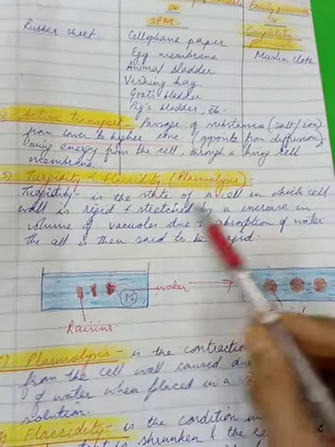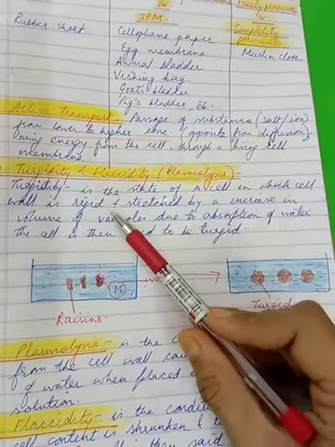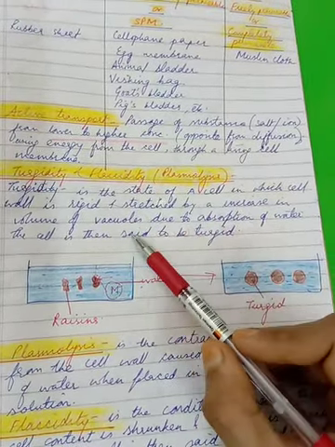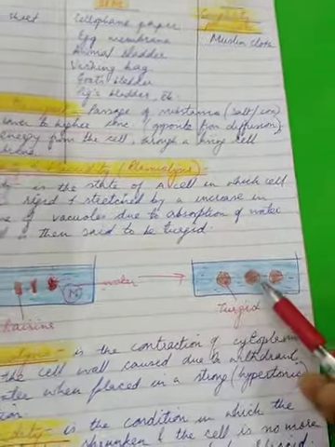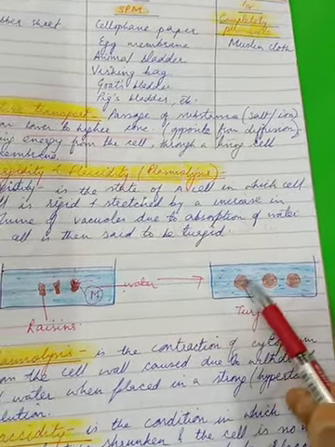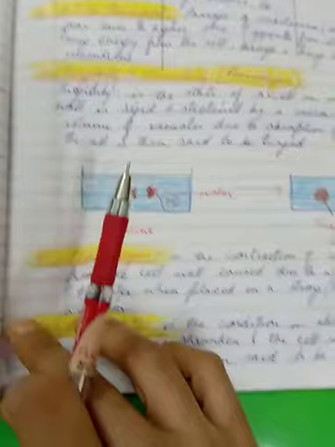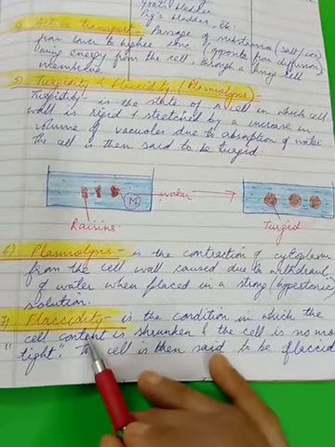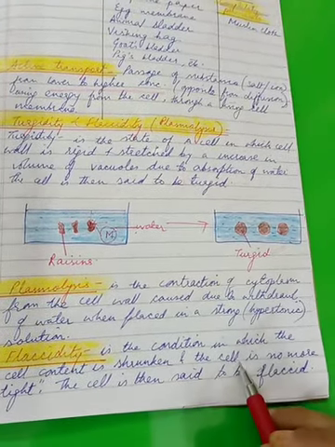Turgidity, children, it means a state of cell in which it is rigid and in which the cell wall is rigid and stretched by an increase of volume of vacuoles due to absorption of water. The cell is said to be turgid. That is this state of cell, when it is fully distended with enough water inside, it will be called as turgid, right? Whereas just the opposite, this condition, it will be called as flaccid, right? Why it will be? Because in flaccid, the condition is when the cell content is shrunken and the cell is no more tight. The cell is said to be flaccid.